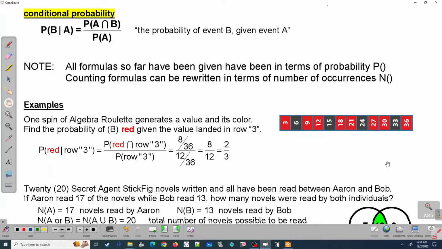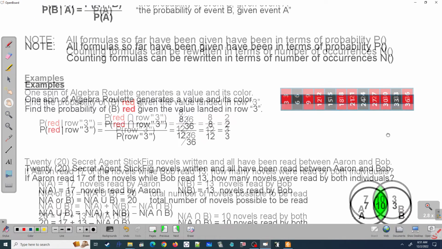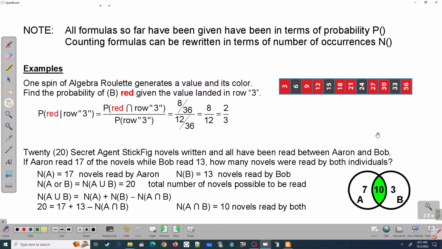Okay. Let's take a look at a counting problem. We're not going to do probabilities, we're going to do counting. So I'm going to rewrite these with n's instead. And it says here that I have 20 secret agent stick figure novels that are being written, and they've all been read. So it's not a case where only 18 have been read or 14 read. I'm telling you right now up front, all 20 books have been read, and they've been read by 2 individuals, Aaron and Bob. Now, Aaron had read 17 novels.